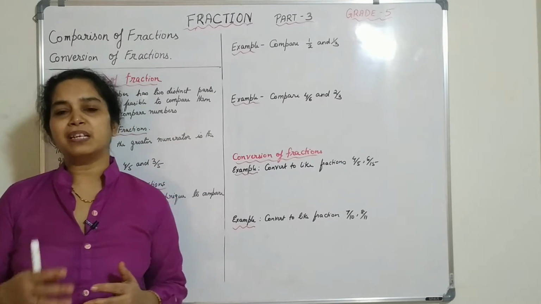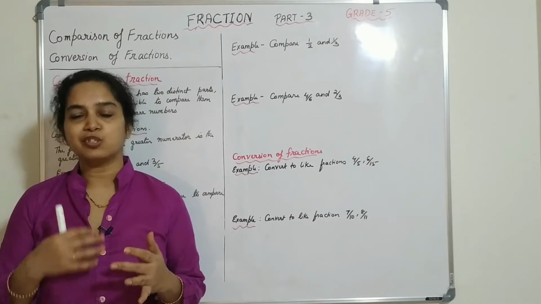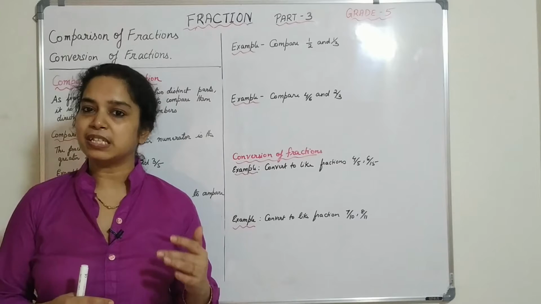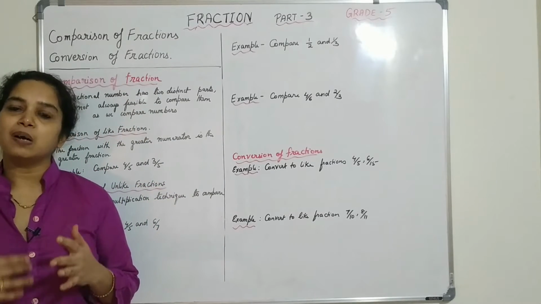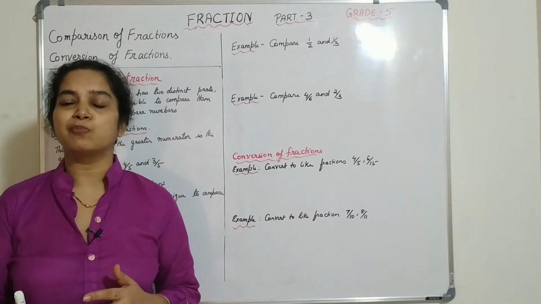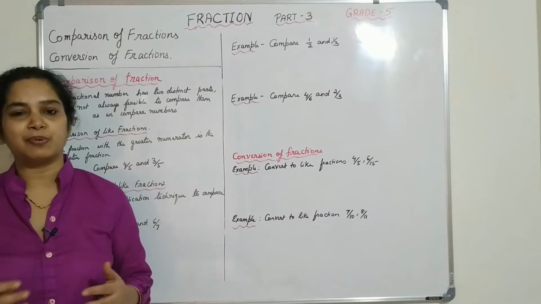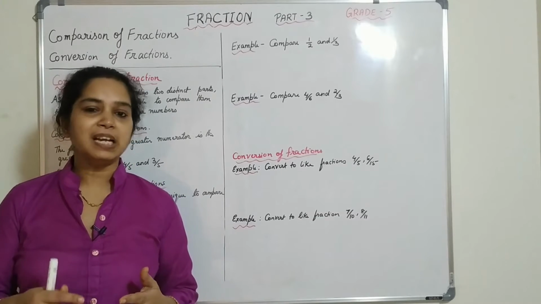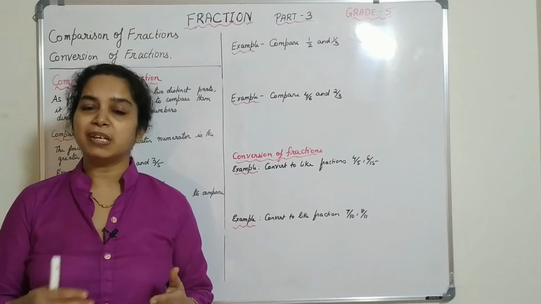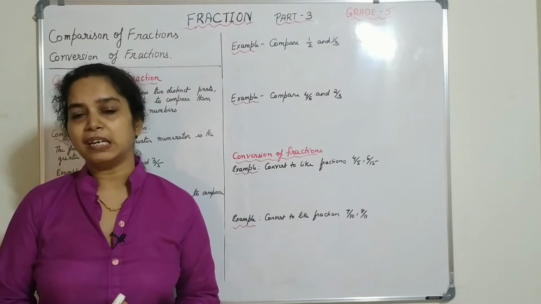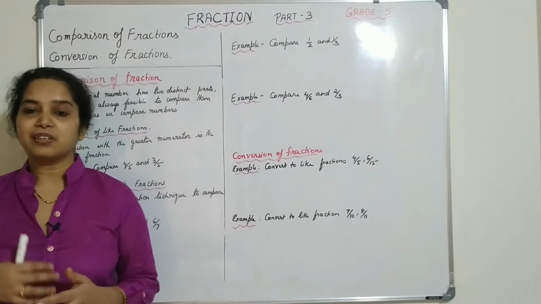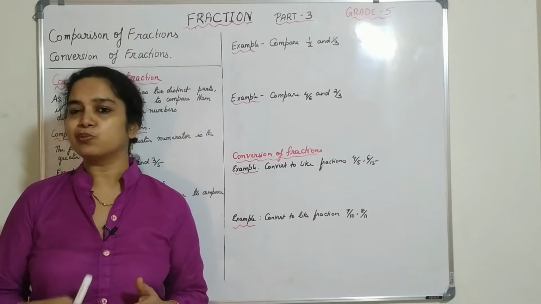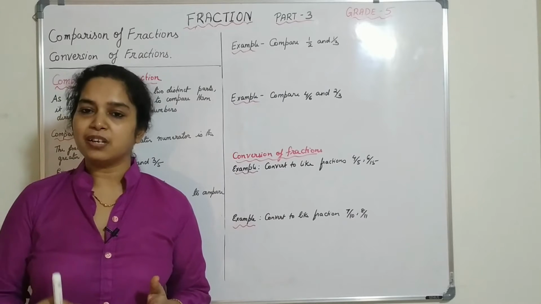So what happens in the comparison of fractions? As you know, a fraction has two parts. What are the parts? The numerator and the denominator. When the numerator is less and the denominator is more, it is a proper fraction. When the numerator is more and the denominator is less, it is an improper fraction. It is very easy to compare two like fractions, because in that case the numerator is different but the denominator is the same. But what about unlike fractions? Here the denominator is different, so it is very difficult to compare. So there are special methods by which we can compare unlike fractions also.